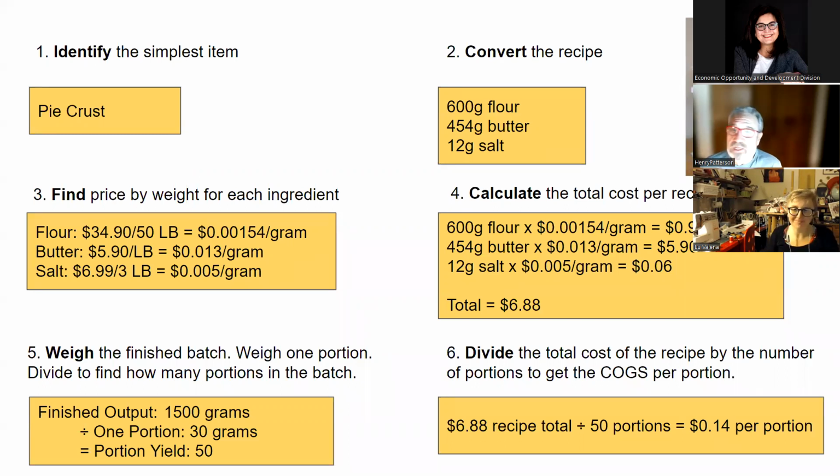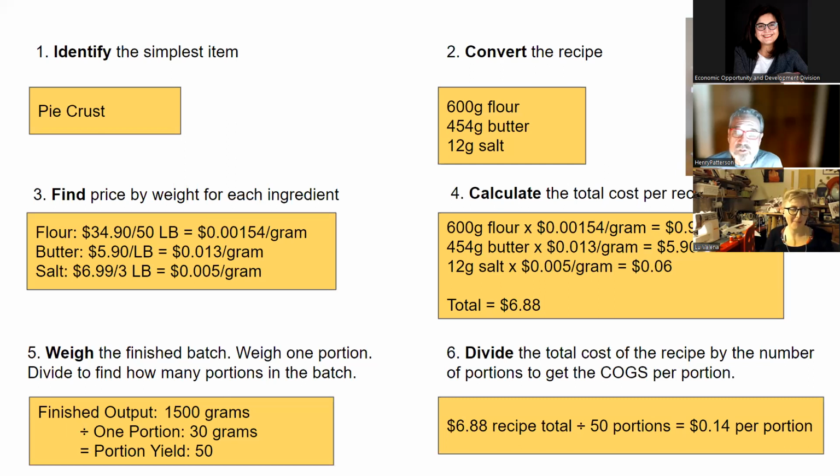So if you're making a lot of different pies, one of the things you do is you make pie crust in a batch, and in this case we're showing a batch that would yield 50 pie crusts. Ultimately we're going to figure out that each of those crusts costs 14 cents. These are tiny pies, individual little pies. Delicious.